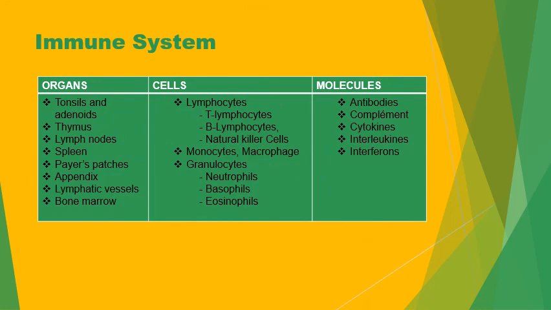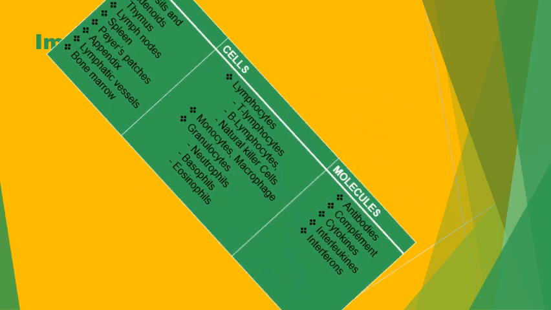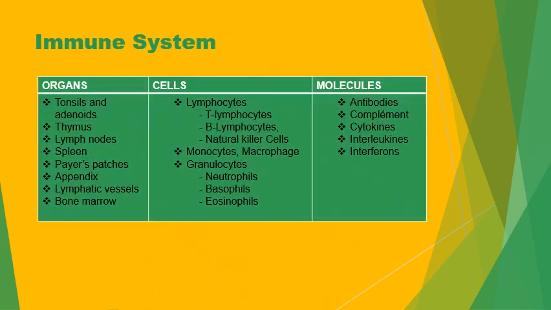Let's look at what makes up the immune system. Immune system is composed of organs, cells, and molecules. The table below shows the organs, the cells, and the molecules that make up part of the immune system.